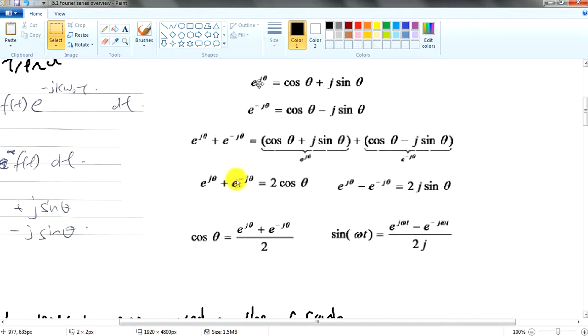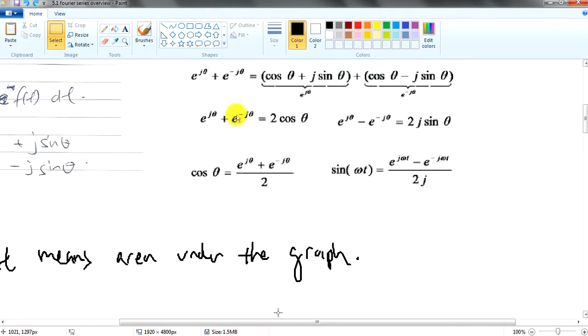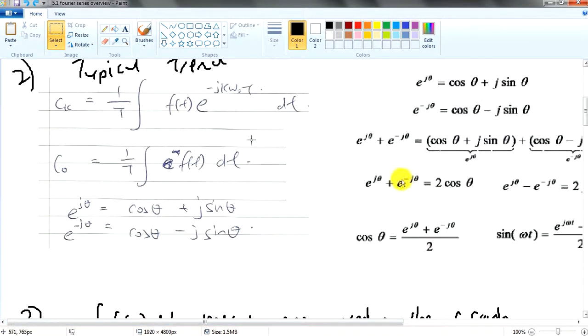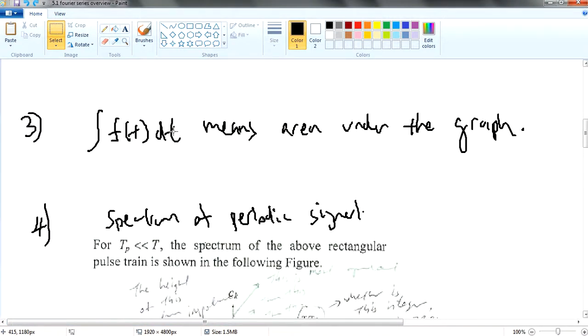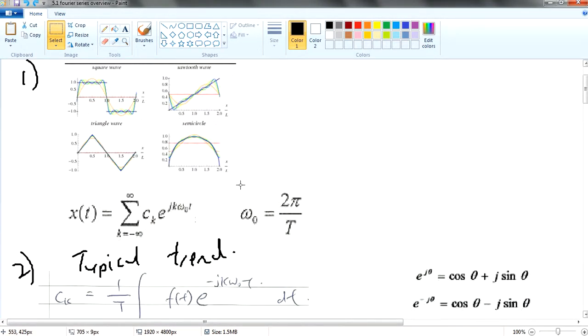So let's say you add this plus this together, and you get this one. And if you take this minus this, you get this one. And then you do some algebraic manipulation, you just bring this 2 down and then you get cosine θ. So this is a general concept. Later you'll see how it's being applied. And then the integral of f(t) means the area under the curve, the graph itself, as I said earlier.